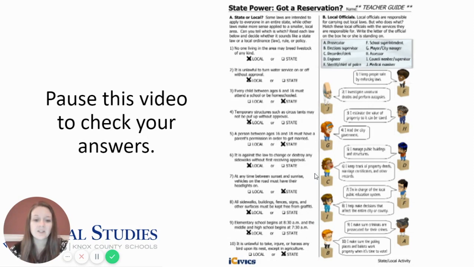Number 6 says it is against the law to change or destroy any sidewalks without first receiving approval, and that is a local issue. Number 7 says at any time between sunset and sunrise, vehicles on the road must have their headlights on, and that is a state issue.